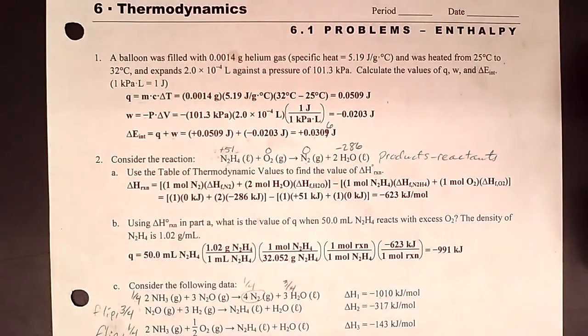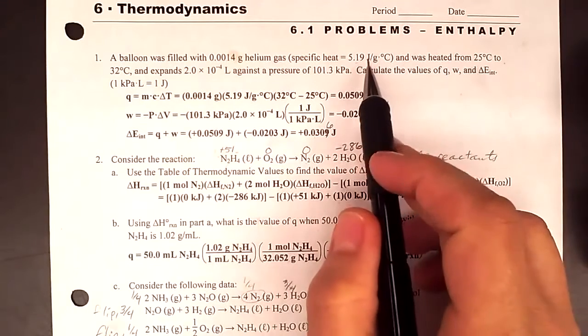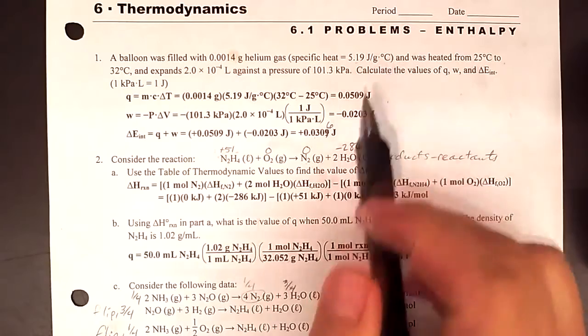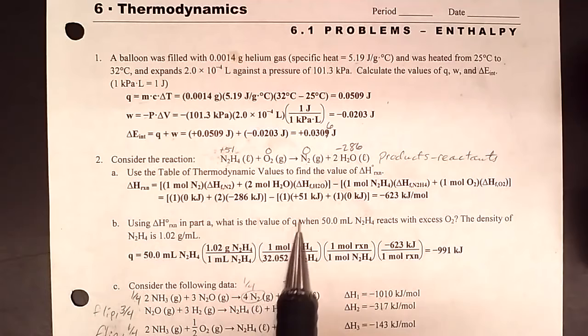6.1 problems. Number one gives us the specific heat of helium. That's the amount of joules it would take to push 1 gram of helium up 1 degree Celsius, which is also the change of 1 degree Kelvin. Remember that Kelvin and Celsius are the same if we're only talking about the change in number of degrees. The Kelvin thermometer is basically the Celsius thermometer with the numbers painted over. The size of the degrees is the same. A 5-degree Kelvin change is a 5-degree Celsius change.